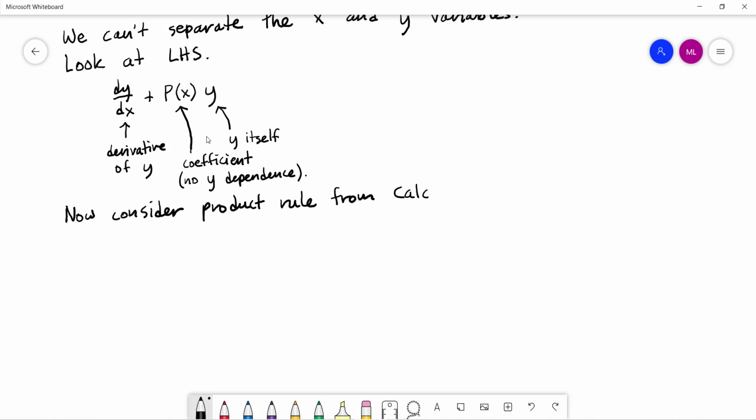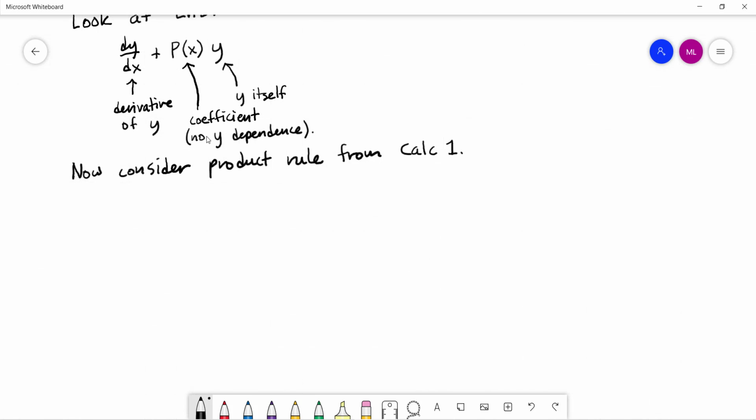From way back in Calc 1. Product rule in Calc 1 basically says this. If I take the derivative d dx of some product, and I'm going to pick those two functions to be some function mu of x times some other function y of x. These are my product of two functions here. What do we get when we do product rule? Well, I get the first times the derivative of the second plus the second times the derivative of the first.